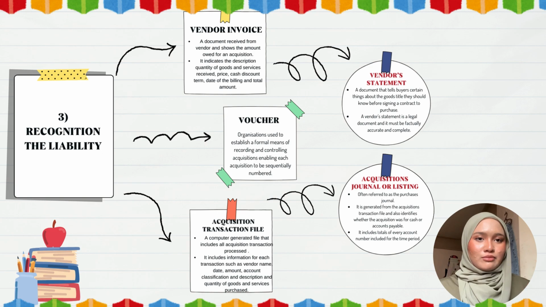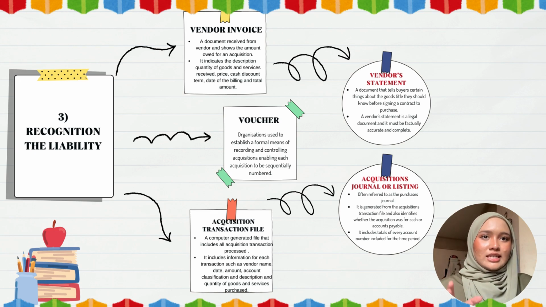There are a few documents related under the recognition of liability. The first one is vendor invoice. Vendor invoice is a document received from vendors and shows the amount owed from an acquisition. It indicates the description, quantity of goods and services received, price, cash discount term, date of the billing, and the total amount. Next, we have voucher. Organizations use it to establish a formal means of recording and controlling acquisitions, enabling each acquisition to be subsequently numbered.